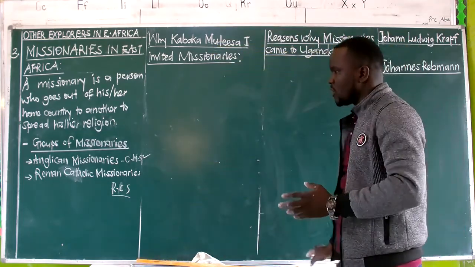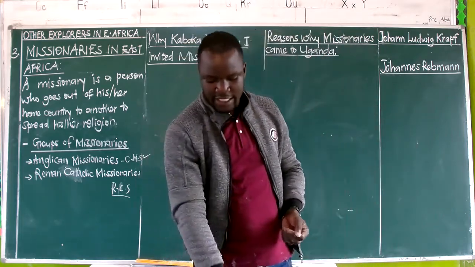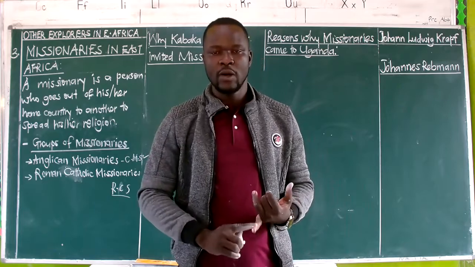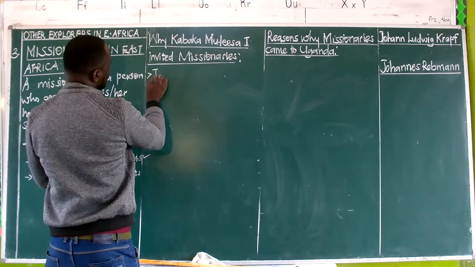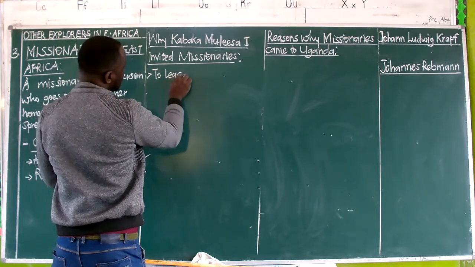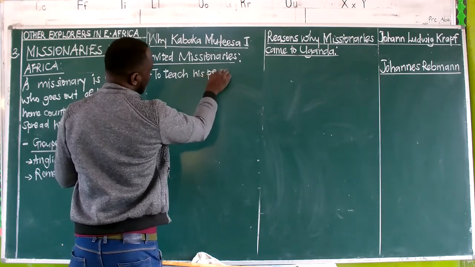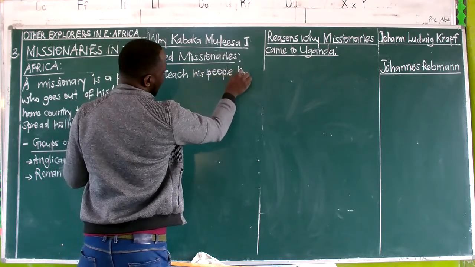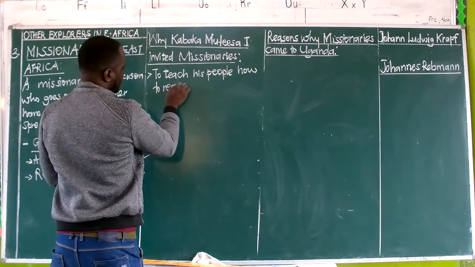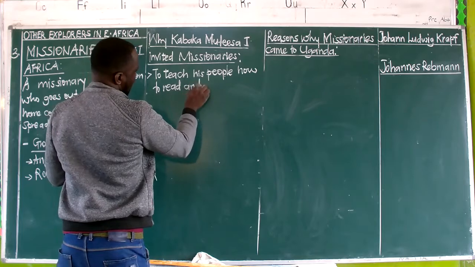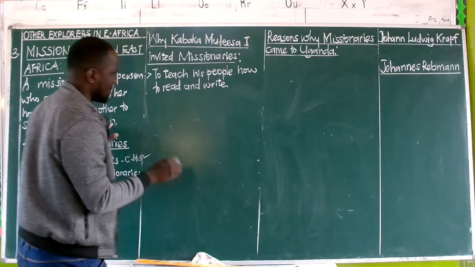Now, the Kabaka of Uganda had his reasons for inviting missionaries. Number one, the king wanted the missionaries to teach his people how to read and write. That is reason number one.